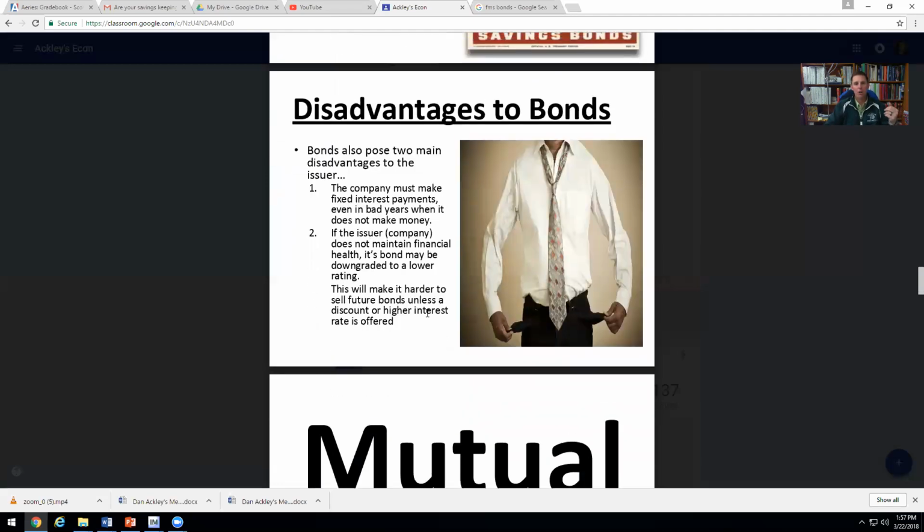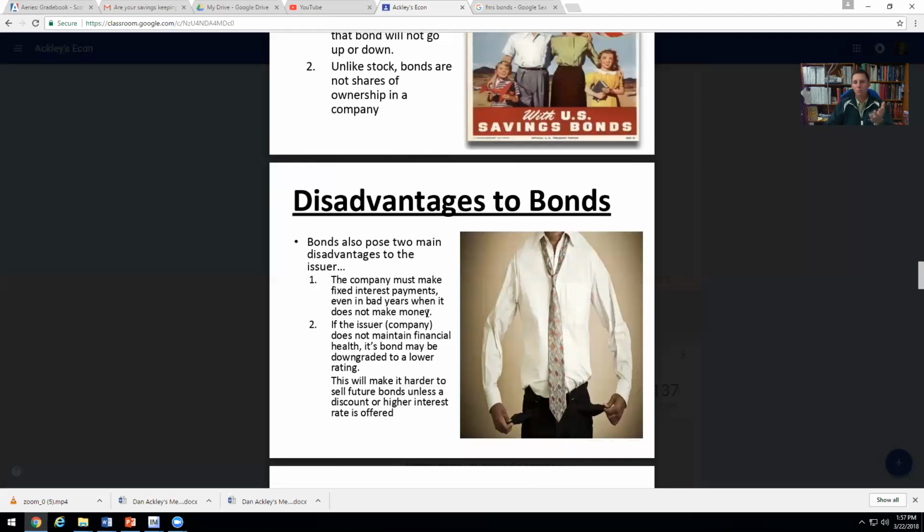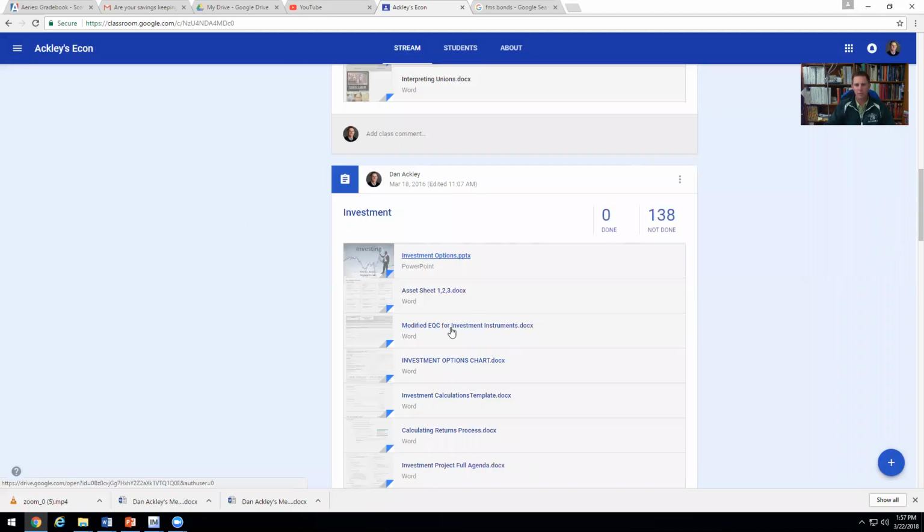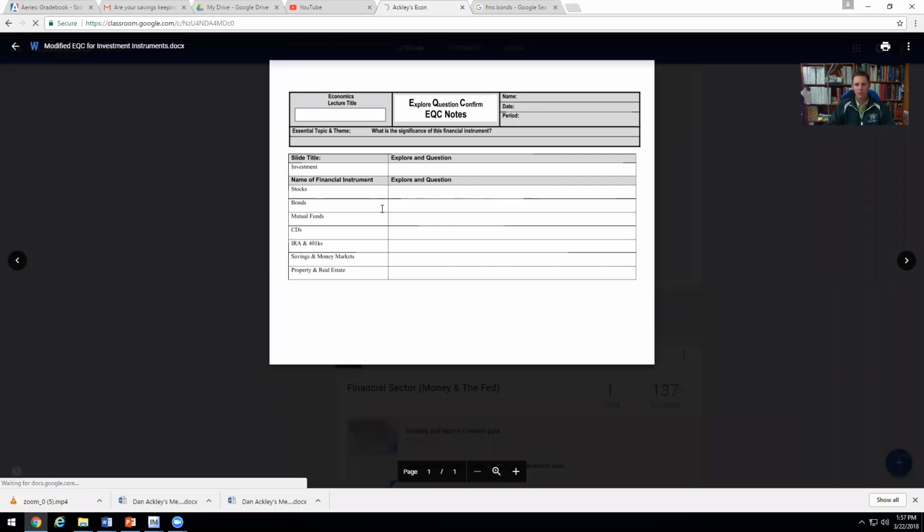So that's bonds. I want you to stop those notes there. You can pause, finish them up, what have you. But again, you are typing in all this information, as you probably know, in this field here for bonds.